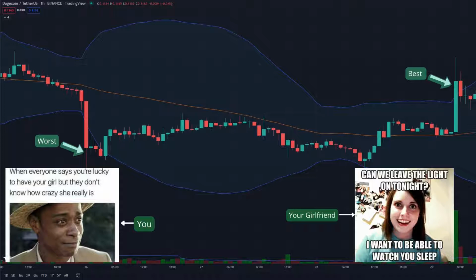In this scenario, the Bollinger Bands will highlight which moments were the best when the candles surpassed the upper band, and which moments were the worst when the candles surpassed the lower band. An example of the best moments could be a vacation together in a beautiful place. An example of the worst moment could be her going psycho on you.